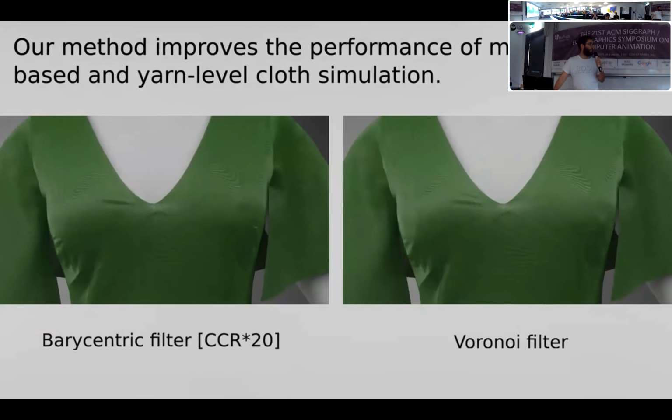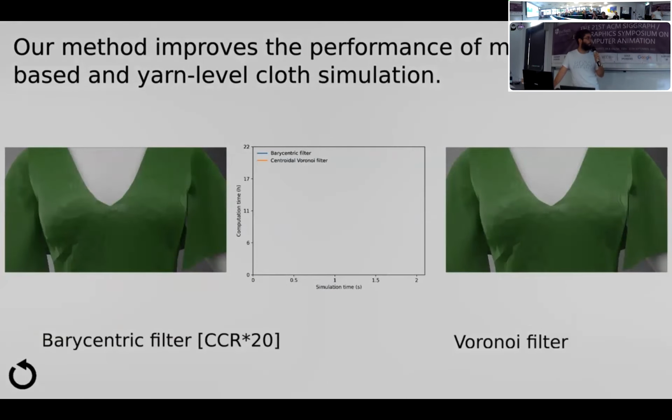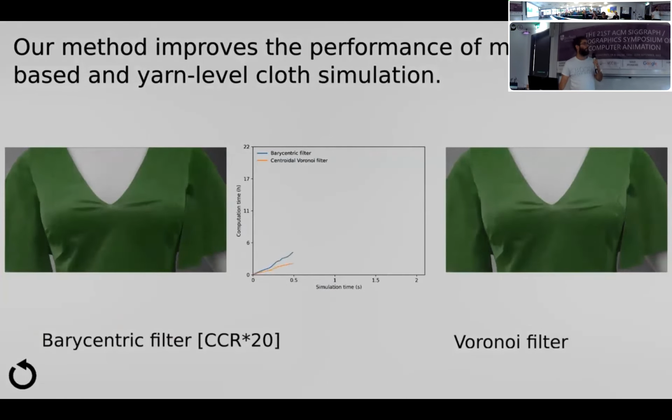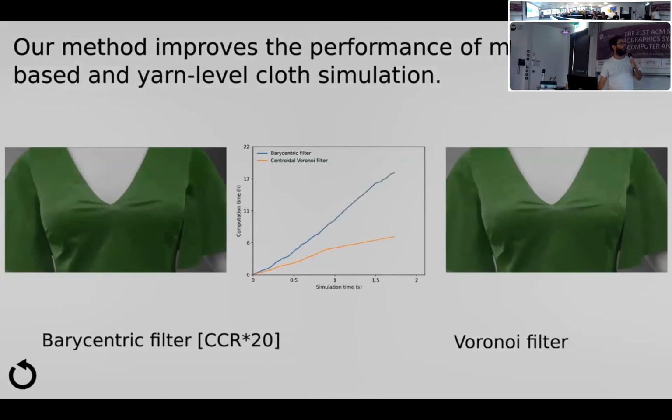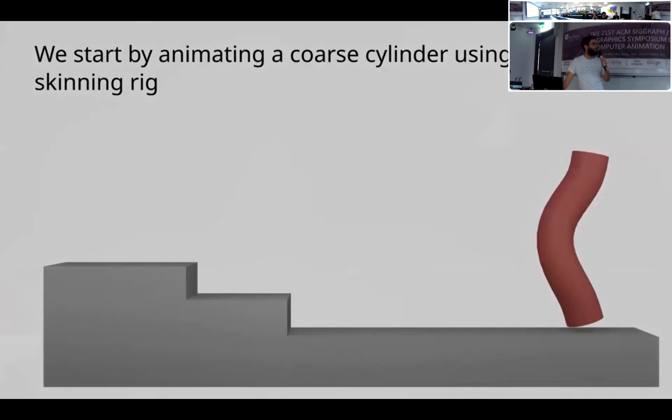The good thing with this is that the performance is much better because we don't have to invert any matrix when we apply the filter. So the simulation runs 2 times faster. And in the same way, we can also have an animated mesh, a coarse animated mesh that is done by an artist, and we can add wrinkles on top.